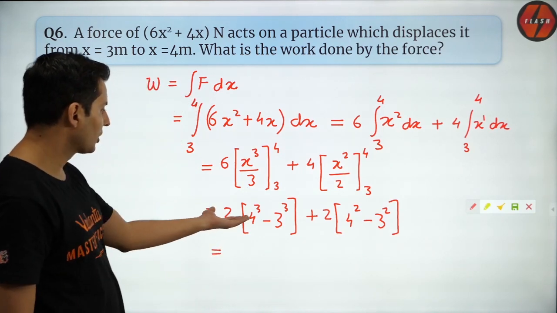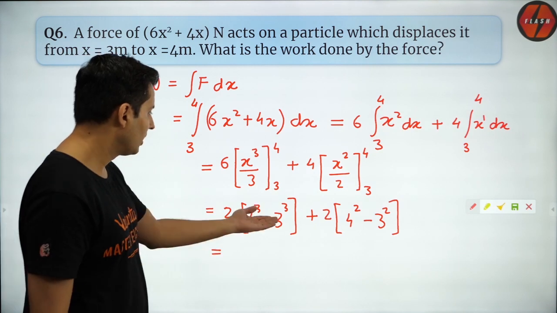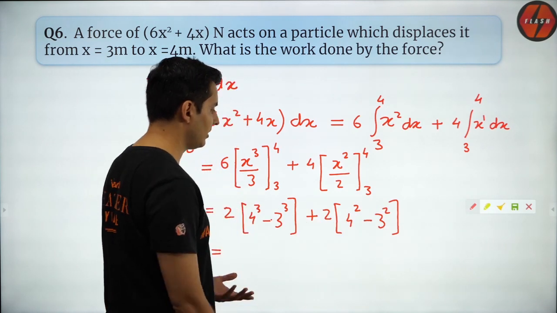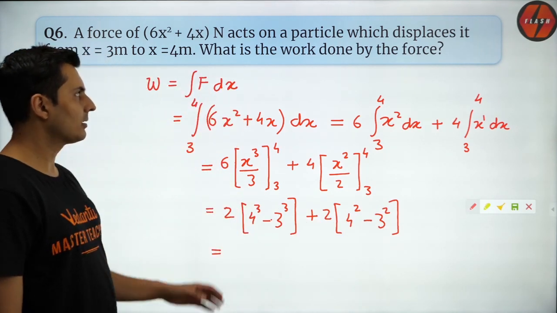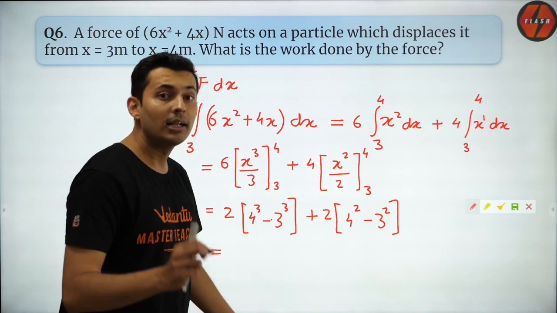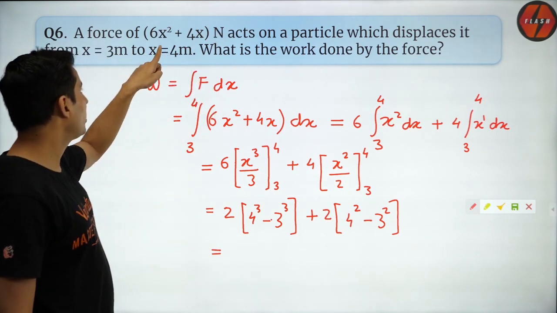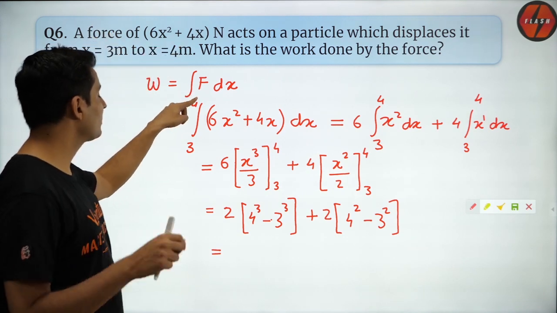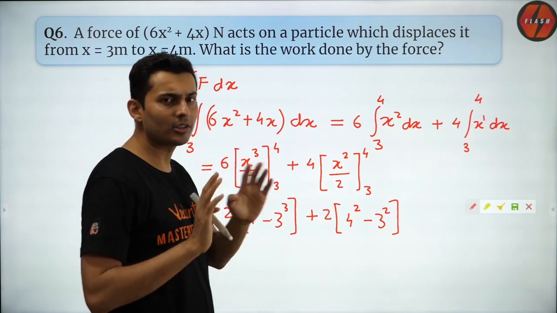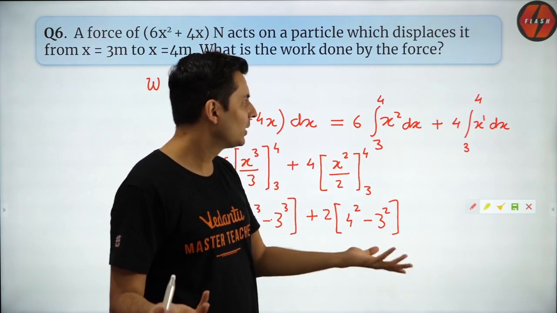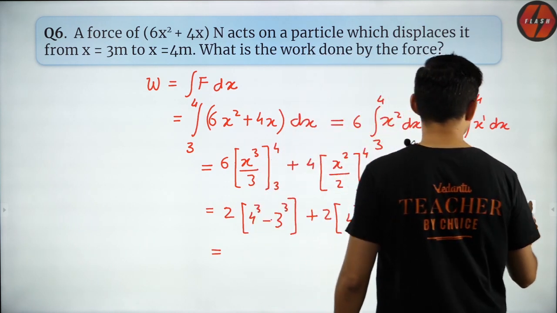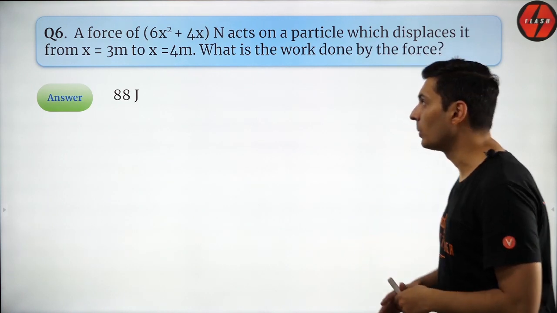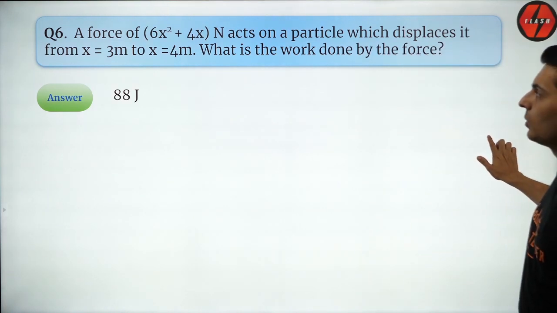4 cube is nothing but 64, and this is 27. Again, 4 square is 16, 3 square is 9. Solve it, you will get the answer. But you get the idea how this has to be solved. The reason we used integration in this problem is that the force is variable. Whenever force is variable, you need to integrate, but whenever force is constant, just multiply force into displacement into cos theta. So the correct answer for this question comes out to be 88 joules. Alright, let's go ahead.